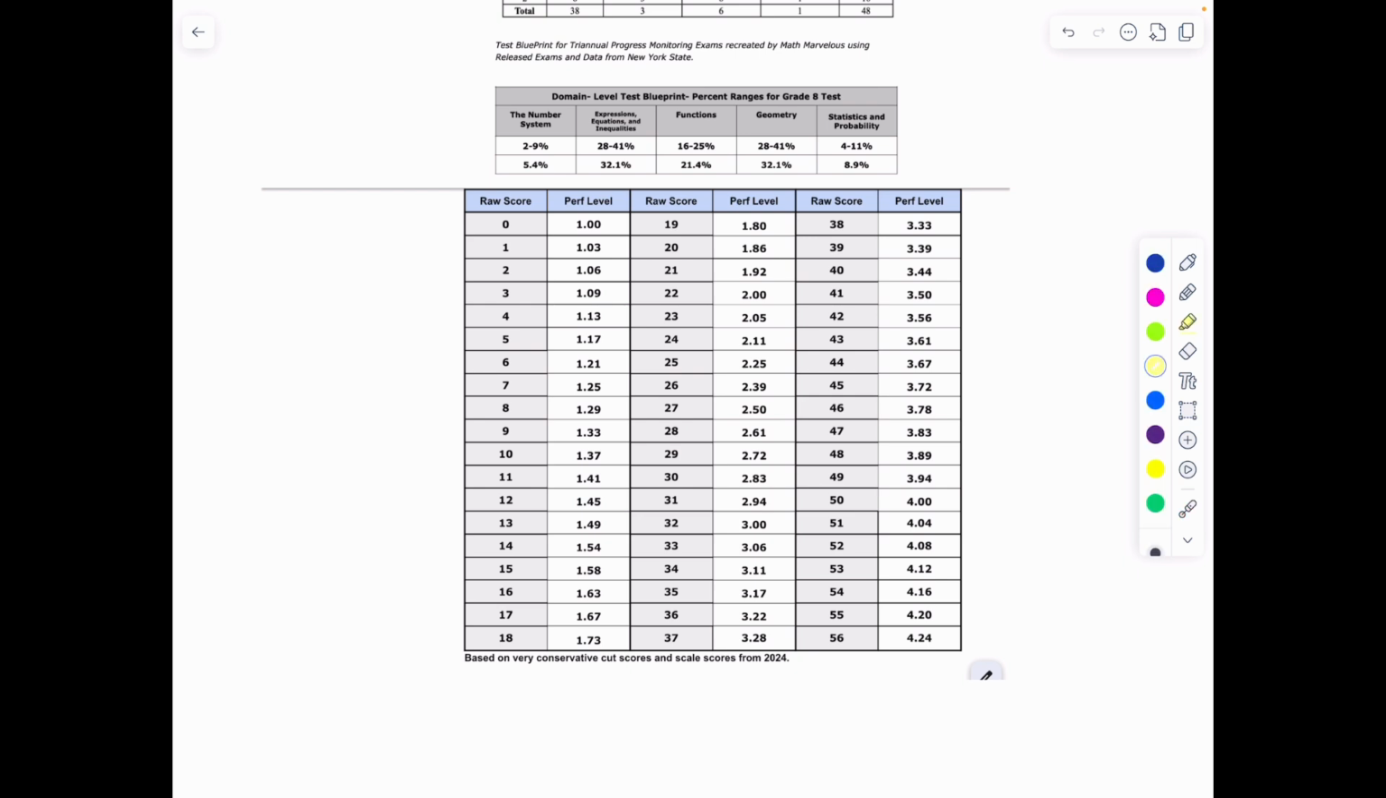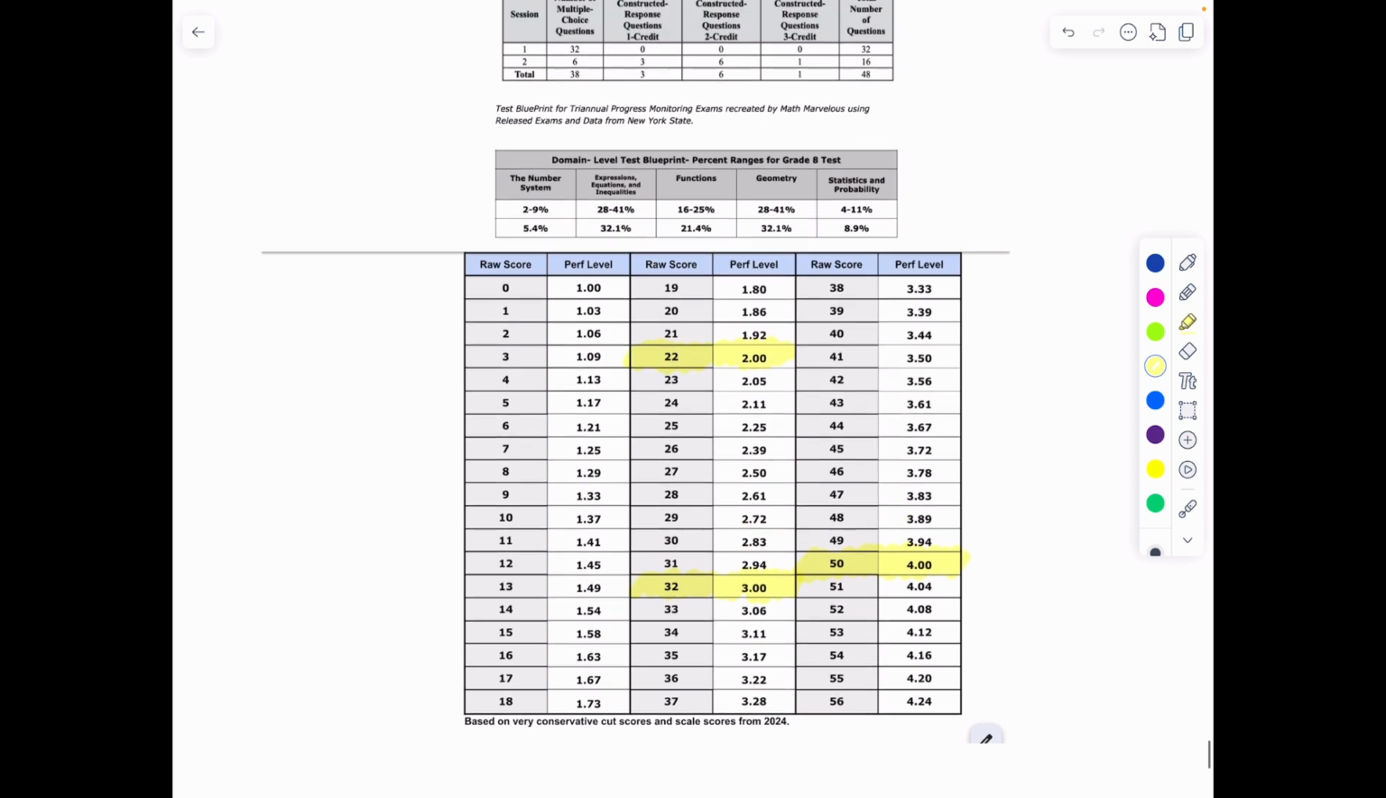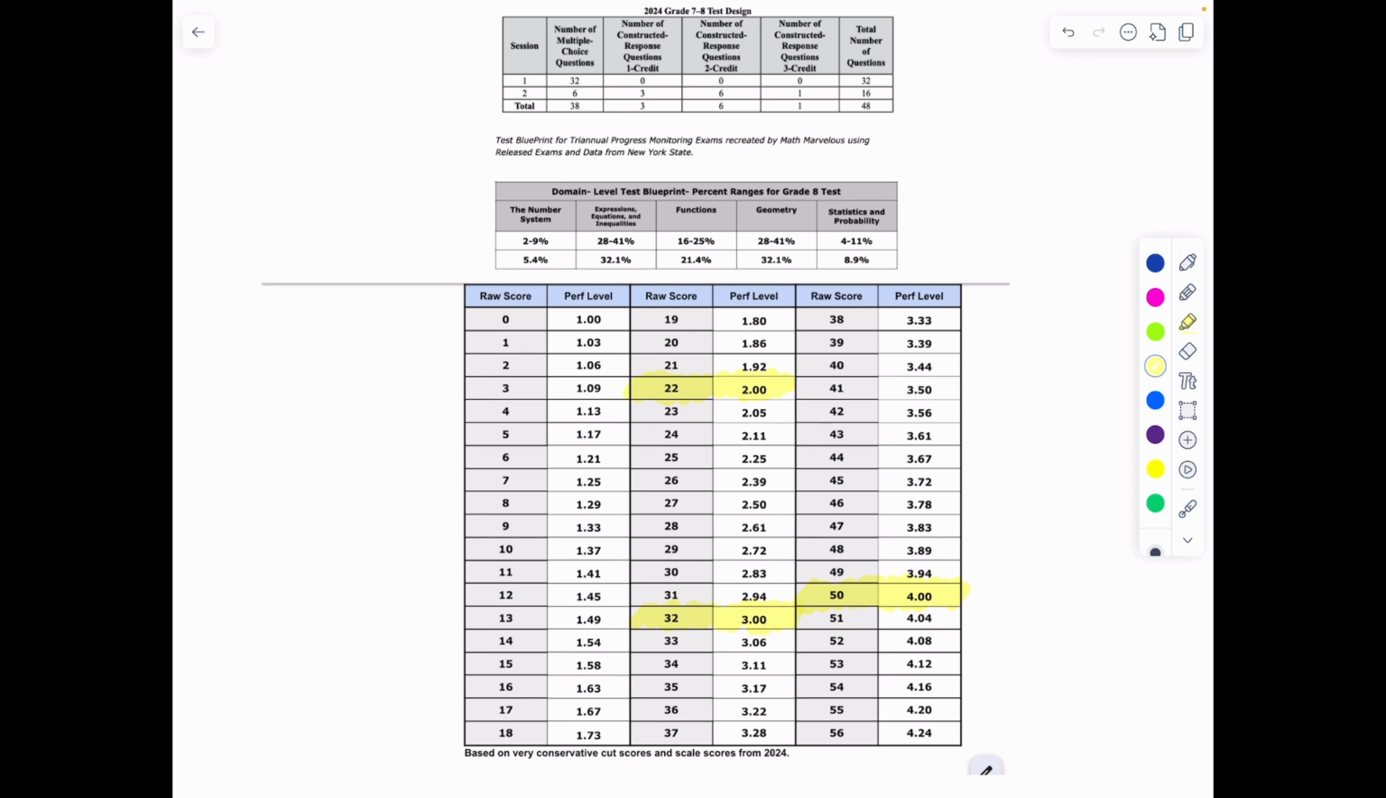So I made this conversion, I made it a little bit harder on purpose, but this will help you. In order to get a level 3, for example, you needed at least 32 points. To be a level 4, you needed 50 points, much higher. To reach a level 2, you needed 22 points. So use this to figure out where you would have been. And if you're not satisfied with your score, go back and figure out where there were opportunities to make more points and practice those questions.